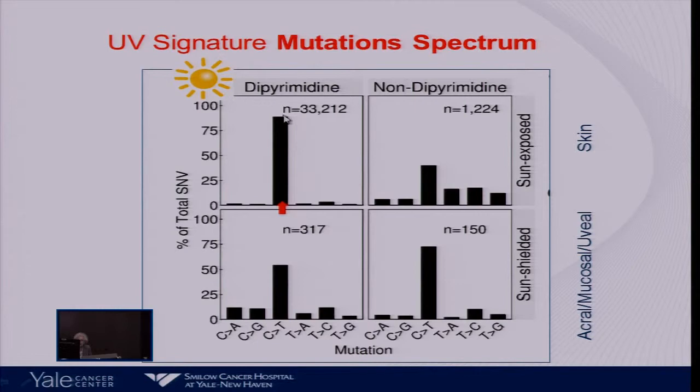Now, when UV light hits DNA, it makes a change, a base pair change. I'm not going to elaborate, but it's called the UV signature. It was found by Doug Brash at Yale, who is one of the SPORE investigators. What you see is called dipyrimidine, and it's induced by UV light. It's a signature in melanoma from the skin, and in melanoma from acral, mucosal or uveal, the non-sun-exposed. So here you see an equal amount of either this or this in the sun-shielded, and a large peak of this UV signature mutation in the sun-exposed melanoma.